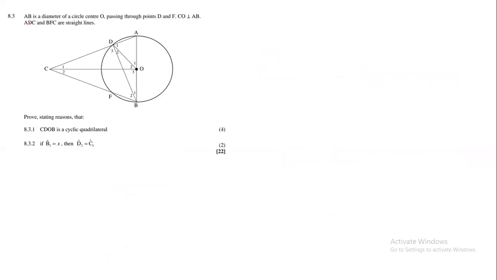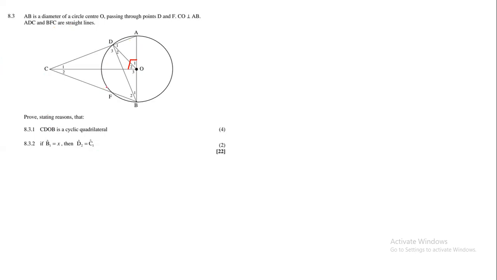Now, 8.3, it says to us, AB is a diameter. That's very important. AB is a diameter of circle center O, passing through points D and F. CO is perpendicular to AB. Where CO is perpendicular to AB, it's not even indicated. Let's indicate it by ourselves so that we can always remember that this is very important information. And therefore, ADC and BFC are straight lines. These lines they are talking about.